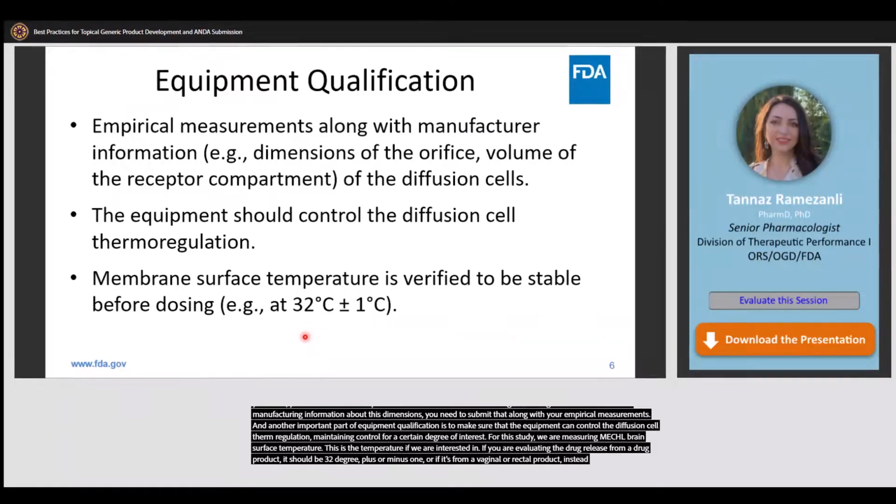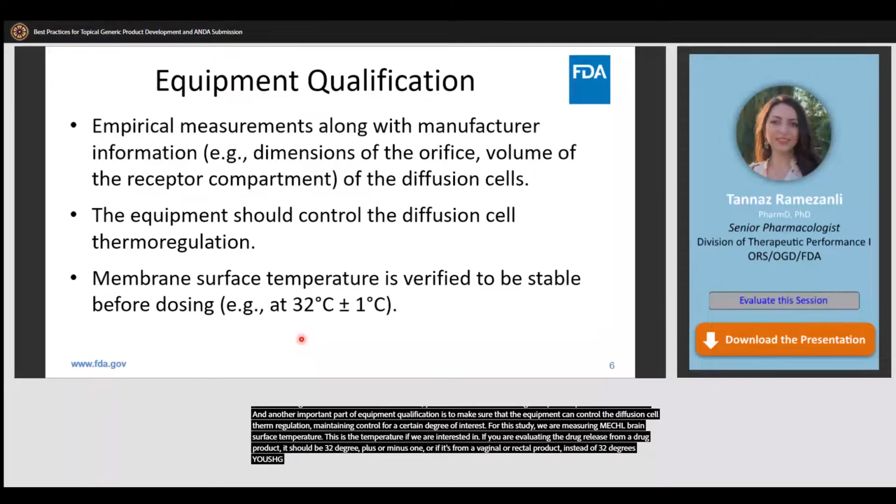37. And it is very important that your equipment can stabilize and maintain this temperature throughout the study, and you can verify that by a device like an infrared thermometer and measure and monitor the membrane surface temperature.